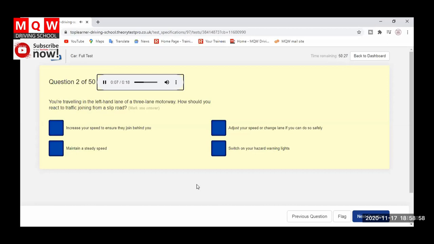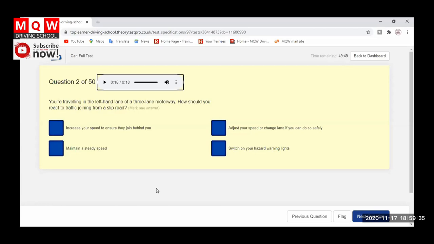Increase your speed to ensure they join behind you. Adjust your speed or change lane if you can do so safely. Maintain a steady speed. Switch on your hazard warning lights. Okay, now let's find the wrong ones first. Increase your speed to ensure they join behind you. Are you allowed to drive more than 70 on the motorway? No. So what will you do if you increase your speed? Danger, right? Breaking the law. So that's not possible.